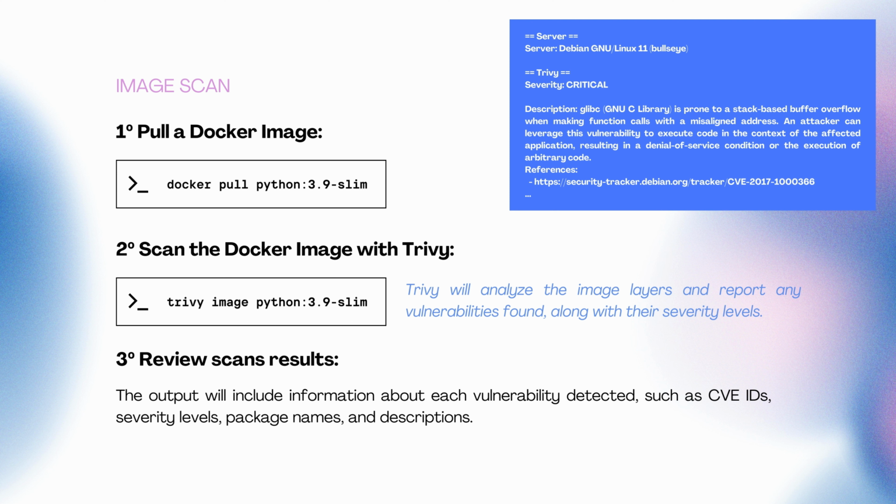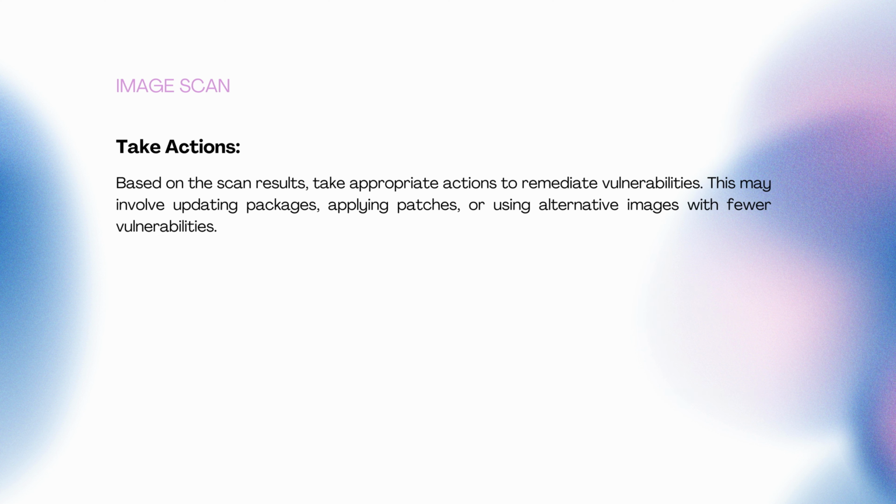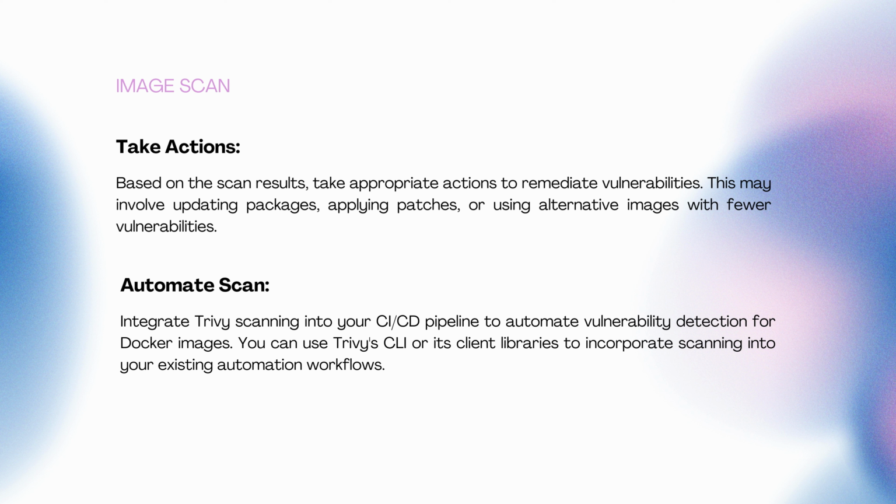So based on the scan results, as the next steps, you could take appropriate actions to remediate these vulnerabilities. This will also include updating your packages, ensuring always to be running the latest versions, applying the required patches, or using alternative images with fewer vulnerabilities. You could also integrate the scanning itself into your CI/CD pipeline to automate vulnerability detection for Docker images. You can also use Trivy's CLI or its client libraries to incorporate scanning into your existing automation workflows.